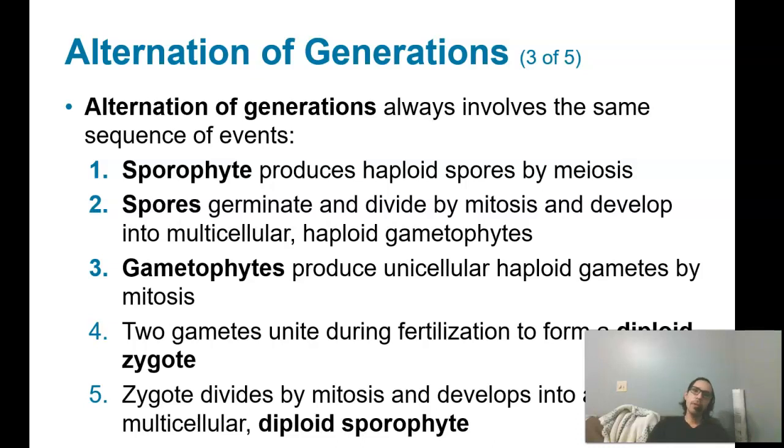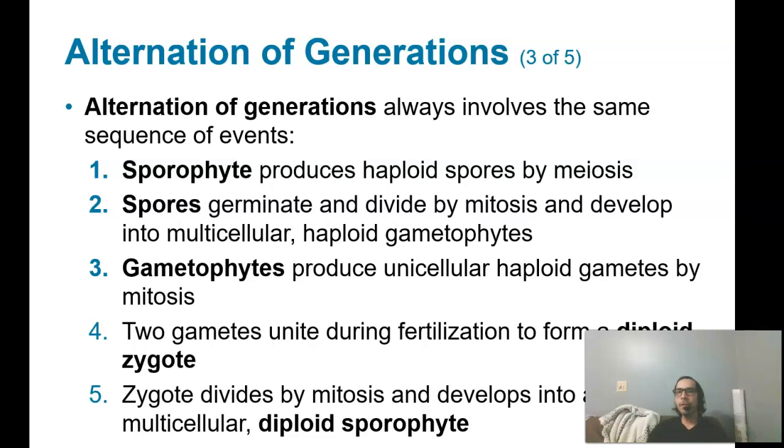So the alternation of generations always involves the same sequence of events. Okay, so that's why if you know a couple of the life cycles of certain groups, it would be a lot easier for you to learn others, because really all you have to do is just change a couple of the terms around. Okay? The sequence of events is the same.